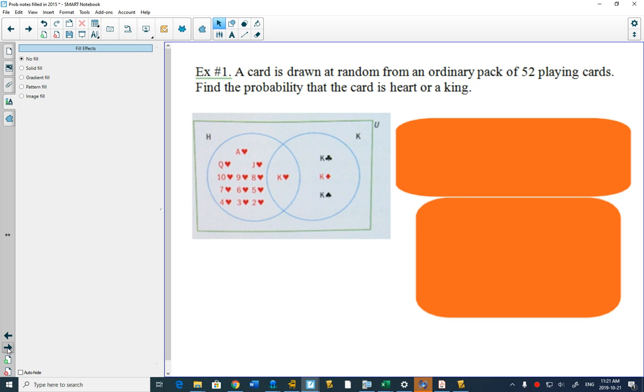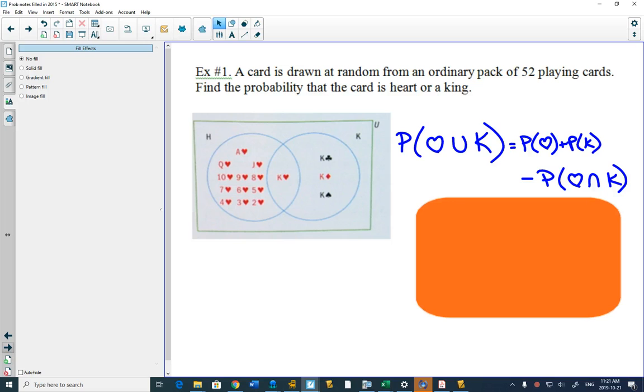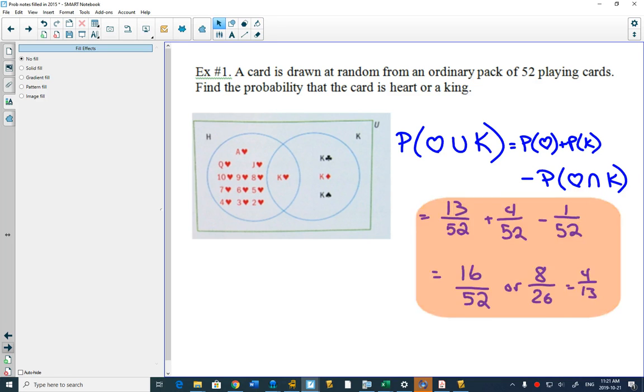Okay? But the probability formula for OR, the addition of 2 things, we could have figured out the probability of hearts or kings and written it out. What's the probability of getting a heart? What's the probability of getting a king? And then how many are hearts and kings? 13 out of the 52 are hearts. 4 out of the 52 are kings. We have to subtract the king of hearts because we counted it twice. And we get 16 out of 52.